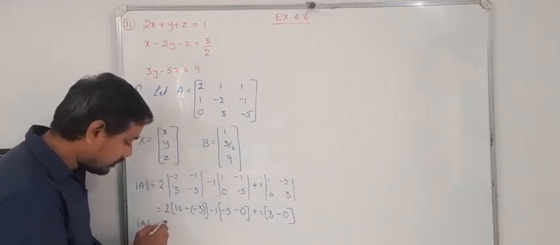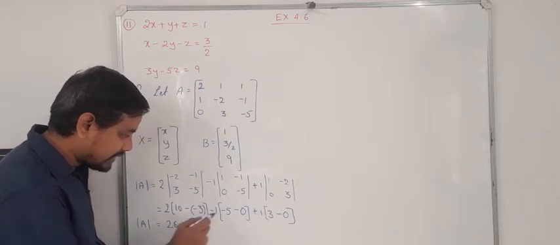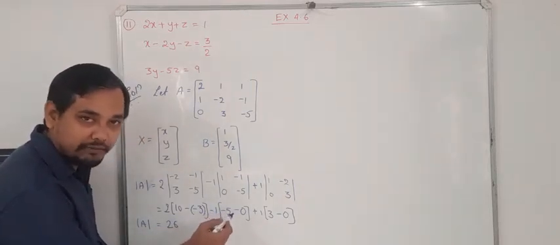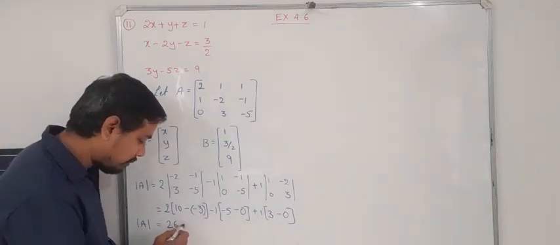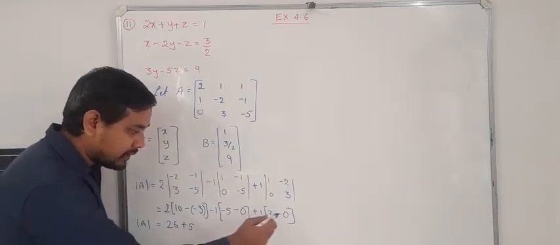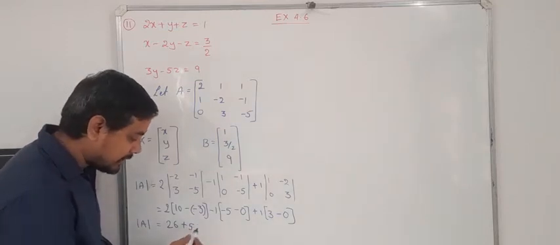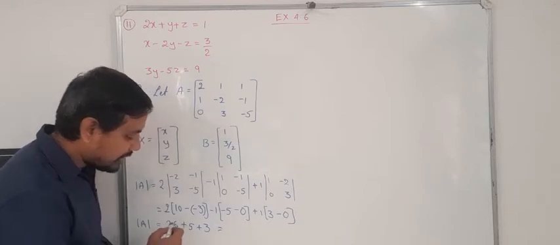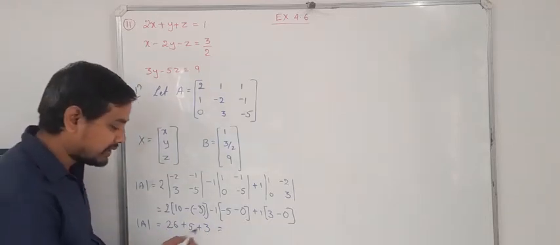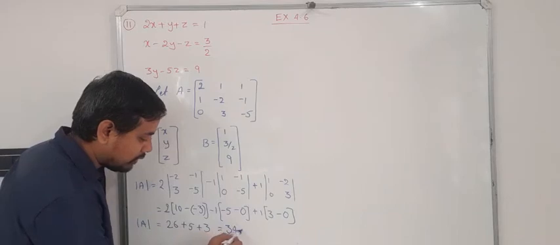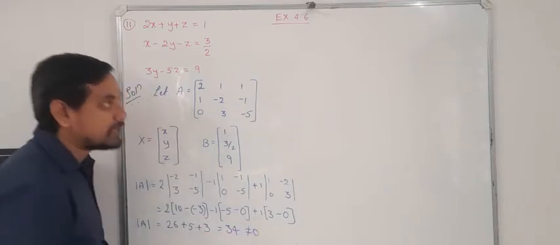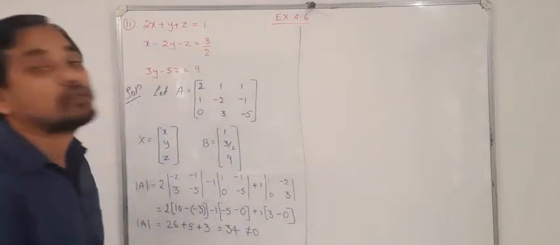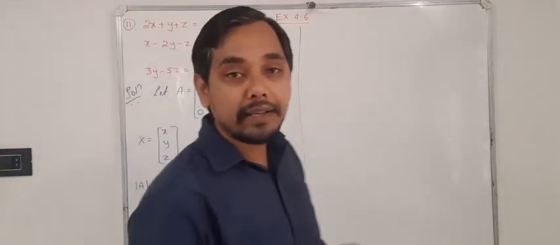13 into 2 is 26. Minus 5 into minus 1 is plus 5, because minus 5 minus 0 is minus 5 itself. 3 minus 0 is 3, right? 3 into plus 1 is plus 3. So 26 plus 5 is 31, and 31 plus 3 is 34, which is not equal to 0. As it is not equal to 0, it comes under case 1.